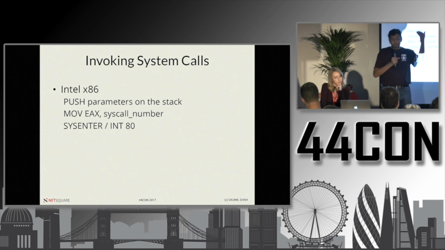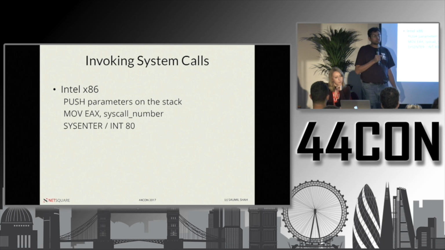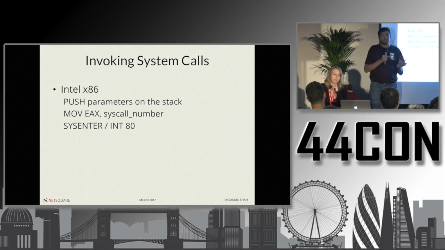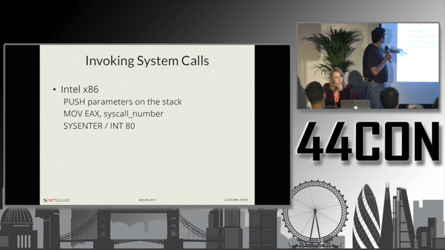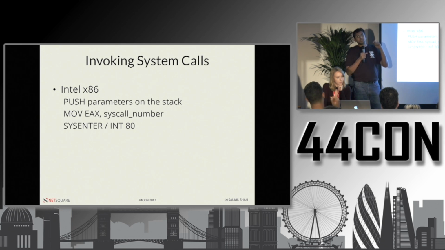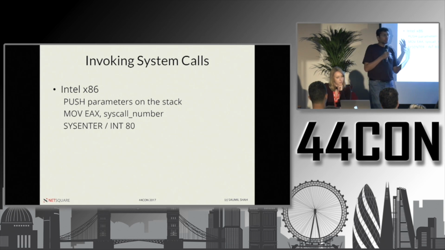You either push the parameters on the stack, or some operating systems also have the parameters loaded in registers. The syscall number goes into EAX. Every operating system will have several syscalls, hundreds of syscalls, and each of them has a number. Like number 11 means execve, number 63 means dup2, number 281 means socket.